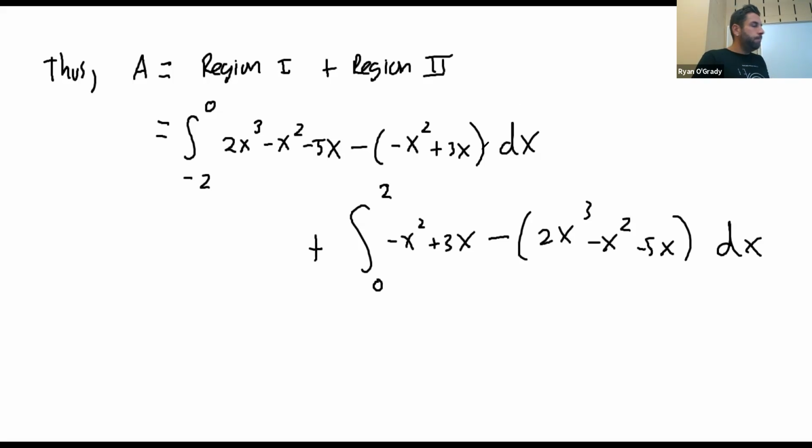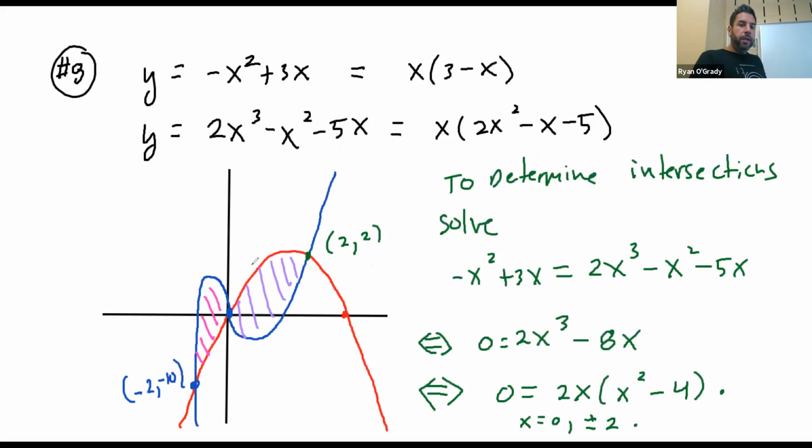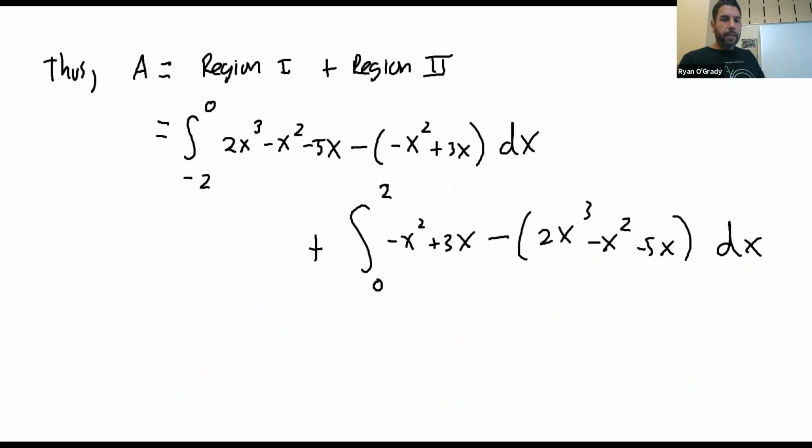Yes. How do you know which function? How do I know which one's the top? So go back to the picture. Which one's bigger? In the first region, blue is above red, correct? So what's the blue one? The blue one's the cubic, so that's how I know that I'm going to put this guy first. And then in the second region, the blue guy is the bottom, so that's why he gets underneath. So you take the top boundary minus the lower boundary.